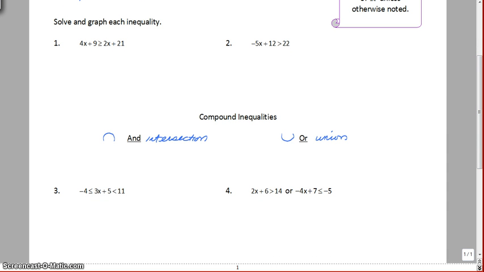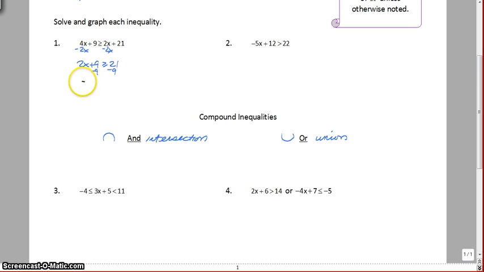Okay, so here we go. Here's a couple simple ones just to refresh your memory before we get into compound inequalities. Whenever you are solving, remember if x goes first, you will graph in the same direction. So I'm going to do this one just by subtracting 2x from both sides. And that's going to give us 2x plus 9 is greater than or equal to 21. Subtract 9 from both sides.